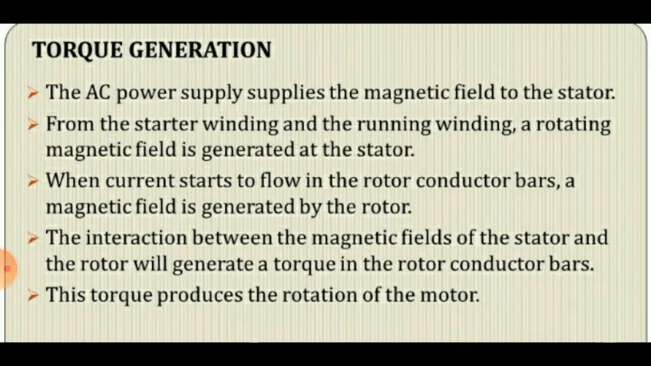So for the motoring action, there must exist two fluxes which interact with each other to produce the torque. In DC motors, the field winding produces the main flux, while the DC supply given to the armature is responsible for producing the armature flux. The main flux and the armature flux interact to produce the torque. So this is in the case of a DC motor.